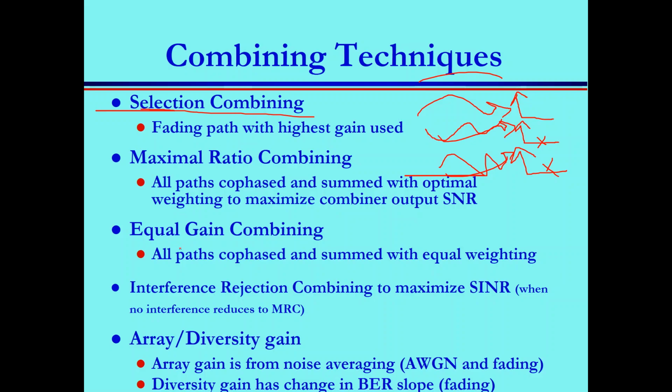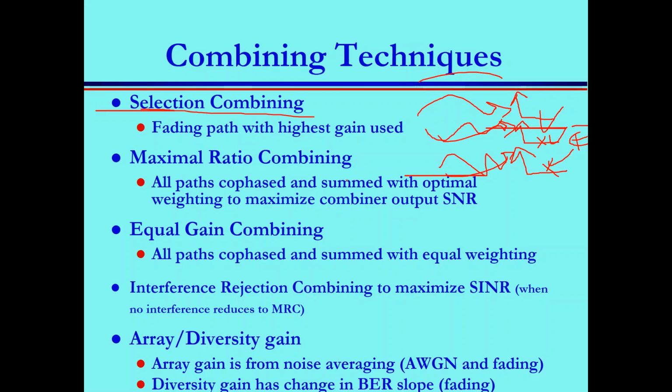Now equal gain combining tells you this. Take the signal from all the antennas and sum them. Don't worry about the phase or anything, just take the signal from here, here, here, and sum. We call this equal gain combining.